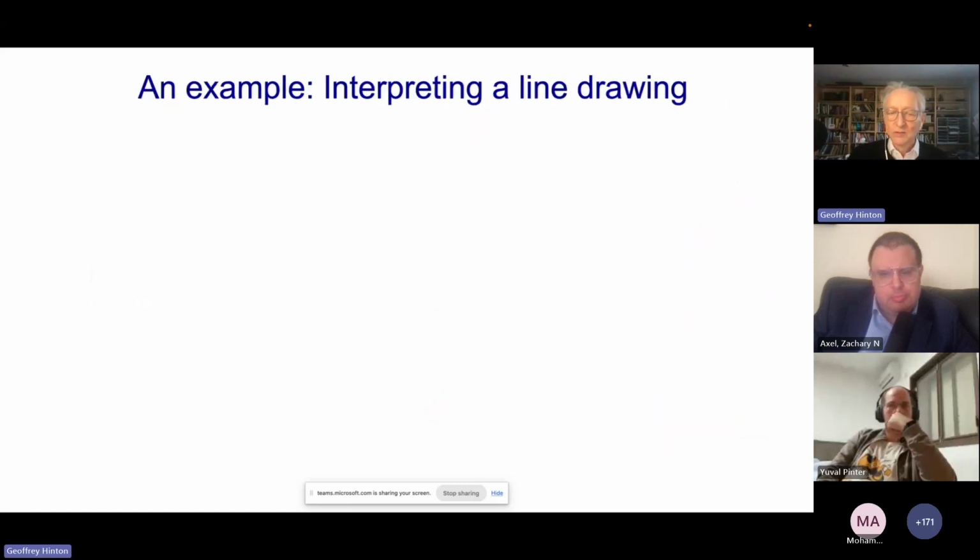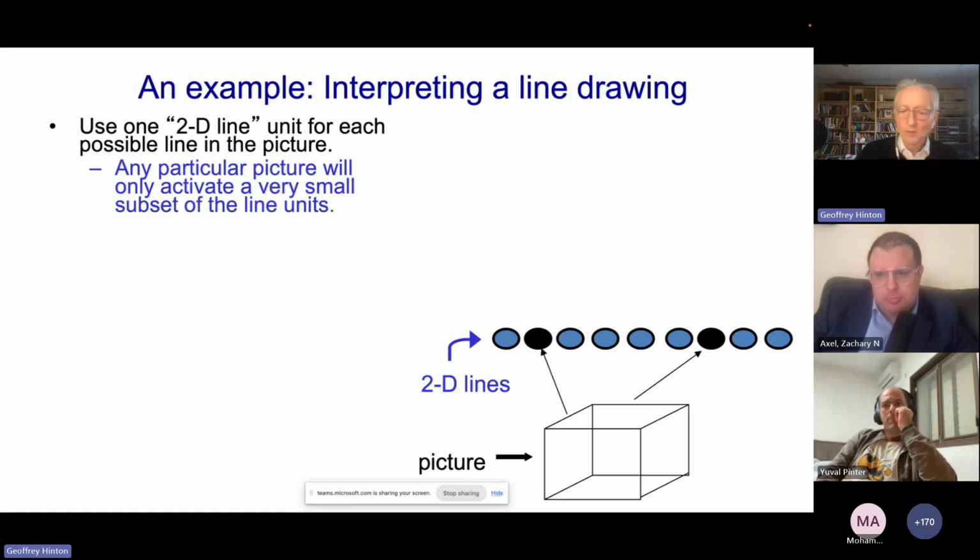So we can have a line drawing, and we can have a whole bunch of neurons that represent particular 2D lines. Worry about efficiency later. This is just to get the ideas over. And so in this image, there's two particular lines, and I'm showing you the two neurons that become active if those lines are present. And in general, only a few of these will get active in each image, because most of the lines in an image aren't there.